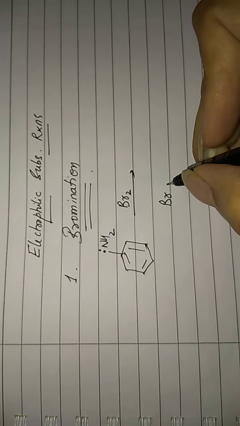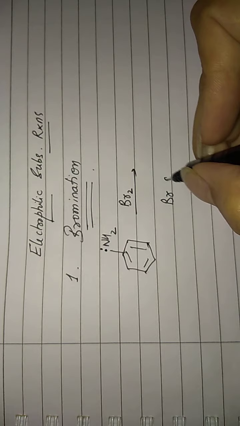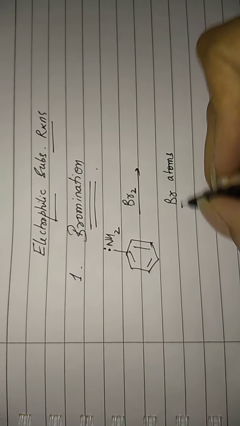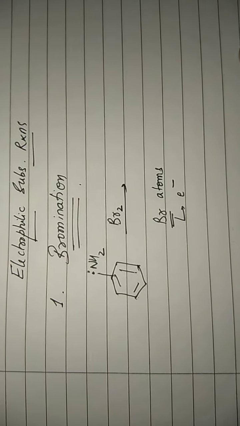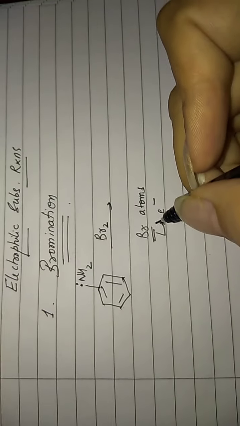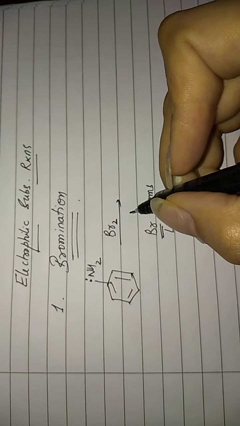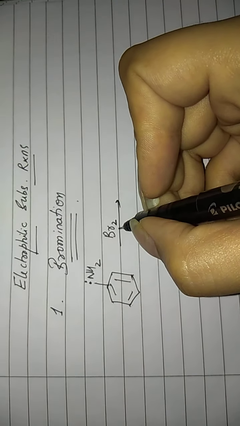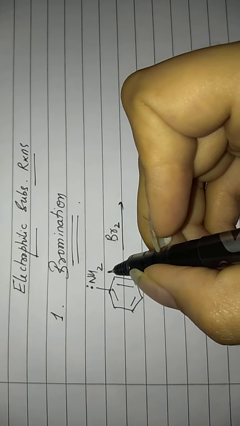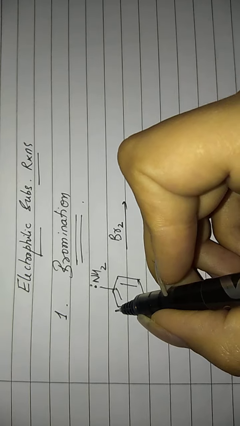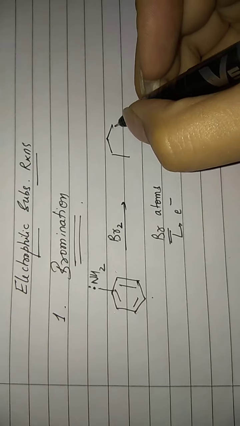Br2 breaks down to give Br atoms, and we know that halogens have a strong affinity for electrons, right? When something has a strong affinity for electrons, that is also called an electrophile, right? So Br is right now behaving as an electrophile over here. So obviously when it needs electrons, it would definitely attack those positions which are electron rich. And what are the electron rich positions over here? This position, and this position. That means the ortho and para positions.